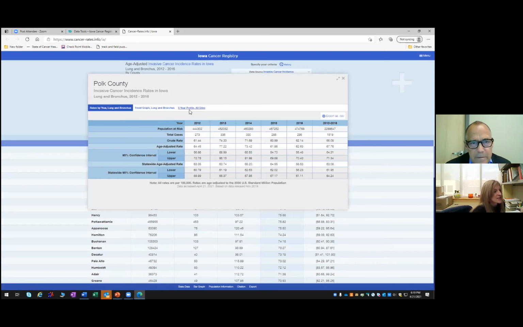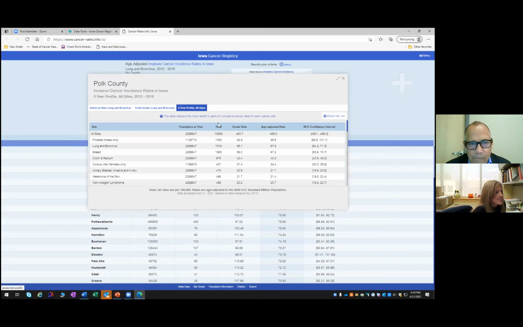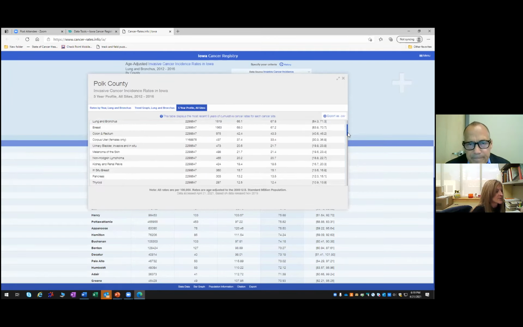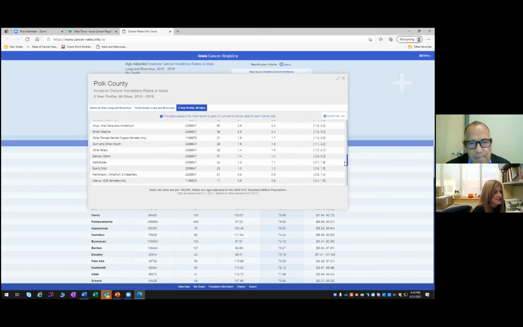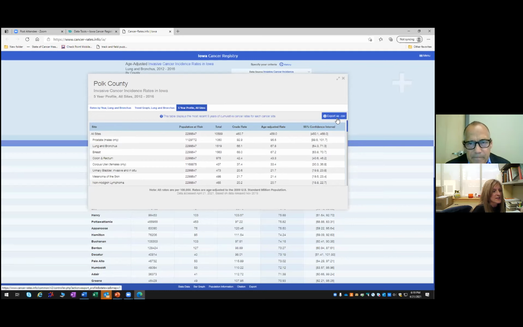If you go up here to this 5-year profile, all sites, and give it a click, you won't have to go up there and change to do prostate and lung and bronchus and breast and stuff. You have them all with one click. So if you're interested in that particular county, it'll give you all of the cancer sites. So it's very handy. And you can export if you click this button. So you could bring it into Excel and be able to use it just with one click.